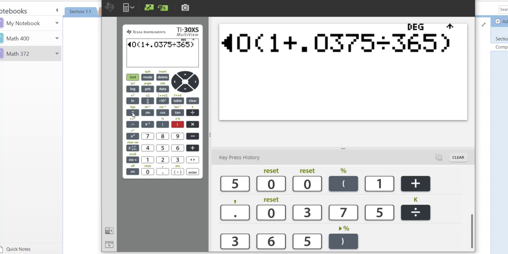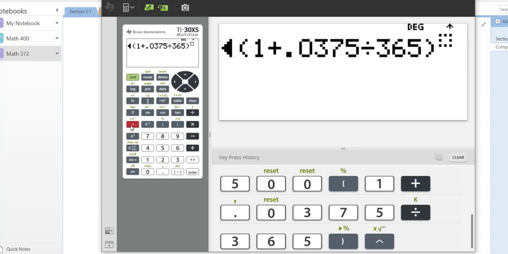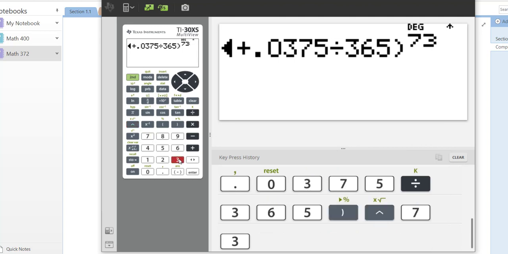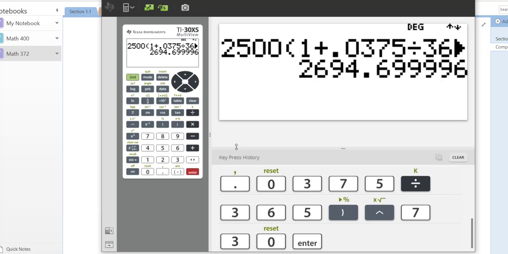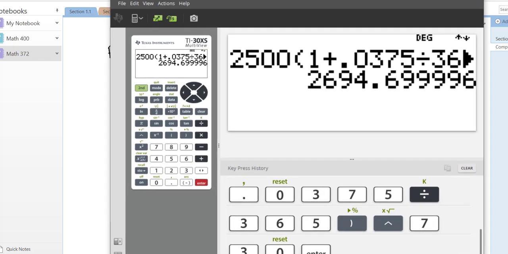Use the caret. Underneath the pi, if you have the TI-30, that brings up the exponent. And the exponent was 730. So 730. And just press enter. And so there's our amount, 2,694.699996. So we can round that to 2,694.70, a dollar amount. So that's what we can say.